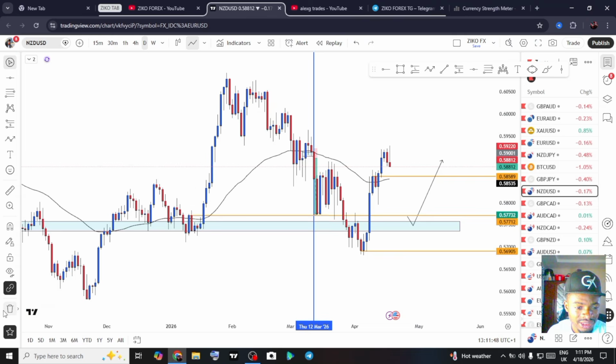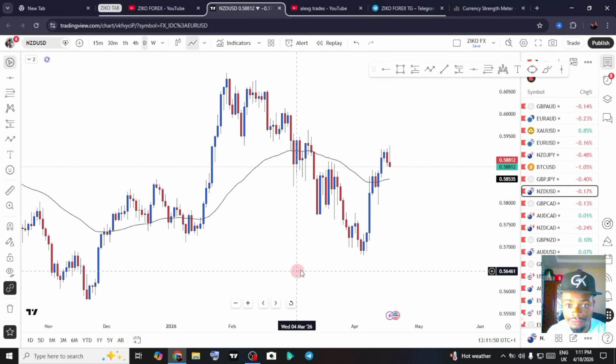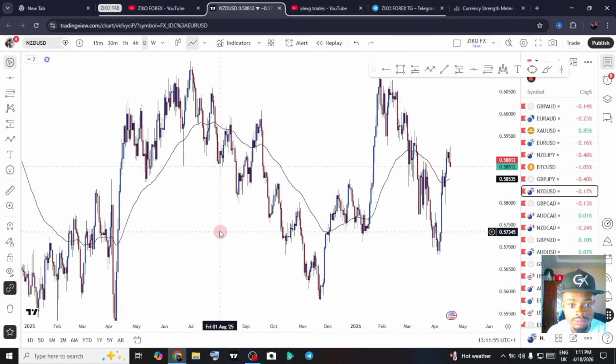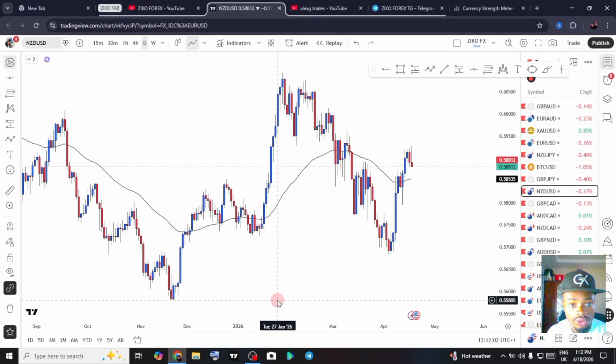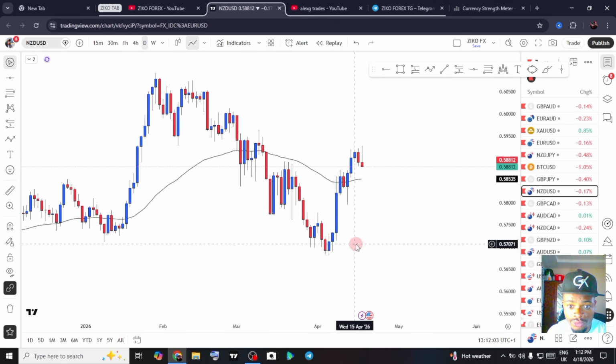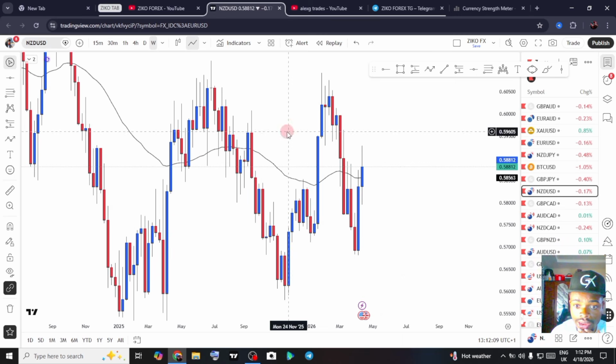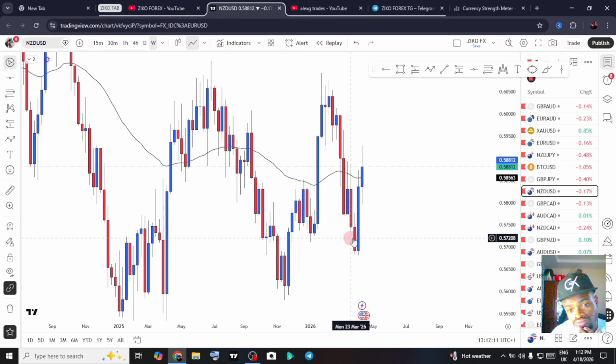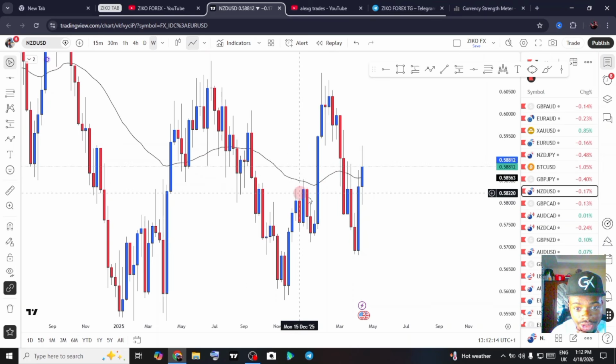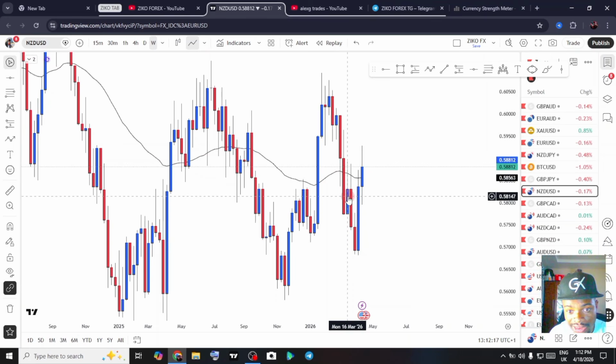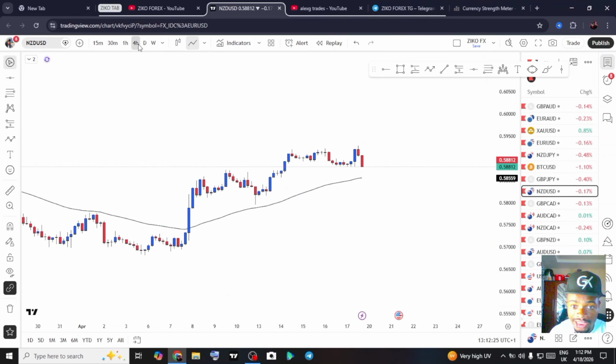NZD USD. Let's delete everything. I need a cleaner chart. NZD USD. All right, so let us see what we have here. Okay, first of all, the market structure is what? The market structure is bullish on the daily time frame. On the weekly time frame, should we call it bullish or bearish? Because this right here, I might still count this as a valid structure point. This blue candle right here. Well, let's see how the 4 hour looks. Let's assume the weekly is bullish.